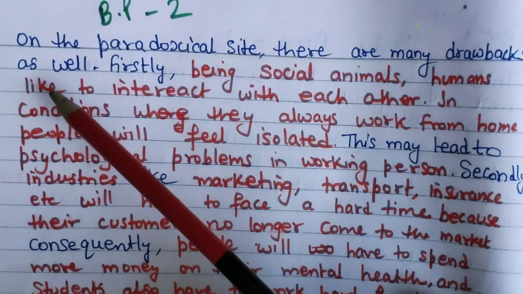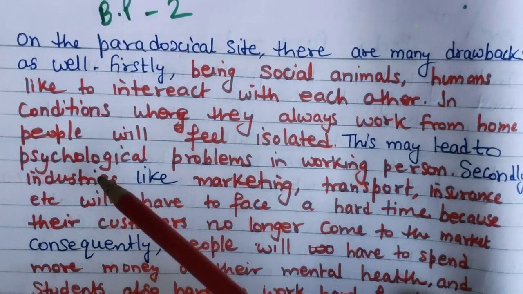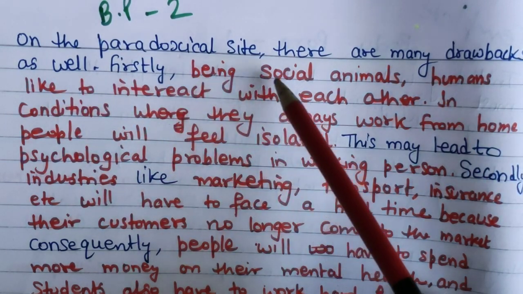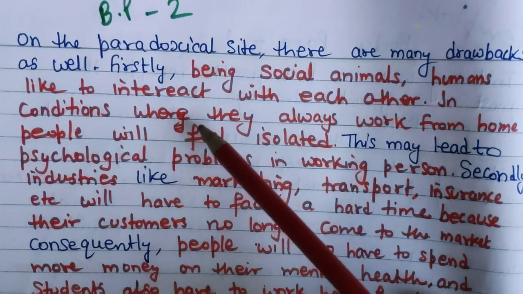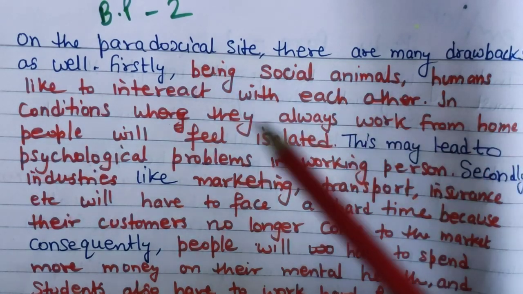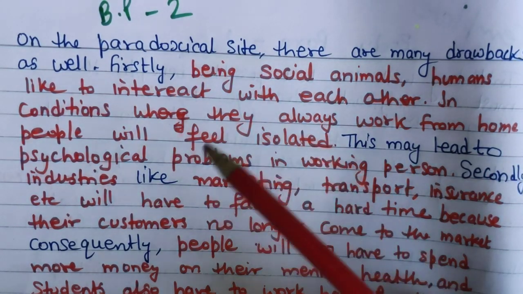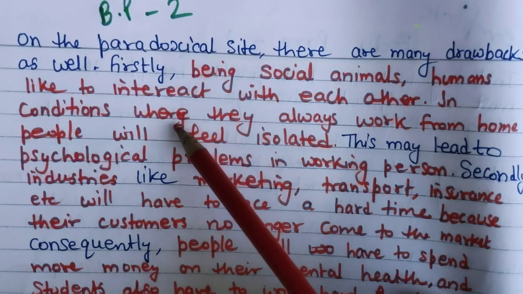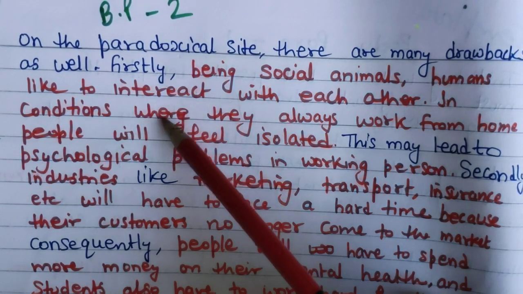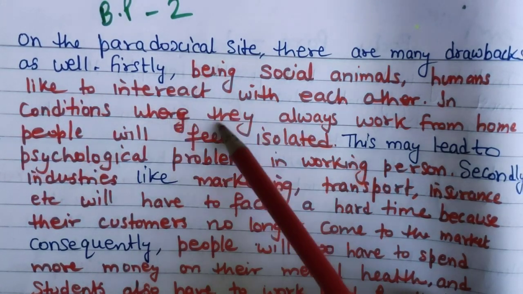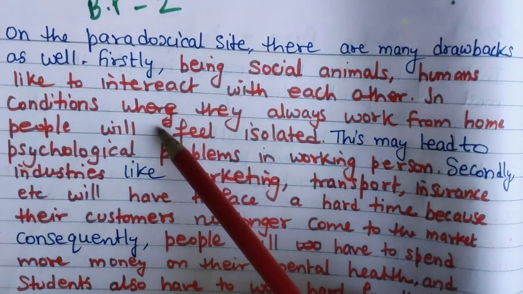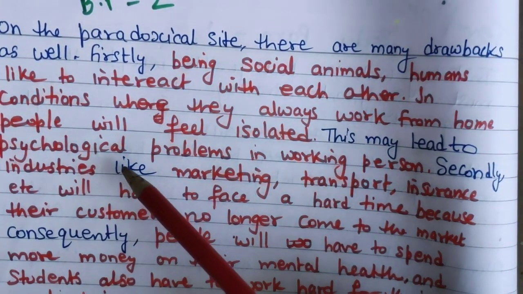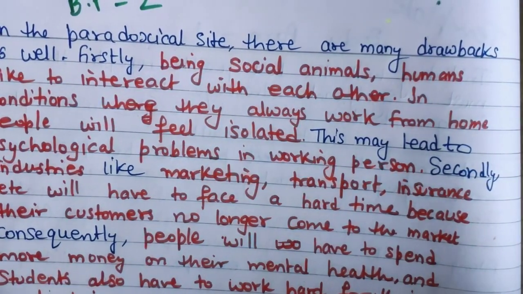You can just read it. On the paradoxical side, there are many drawbacks as well. Firstly, being social animals, humans like to interact with each other. In conditions where they always work from home, people will feel isolated. Okay, so here, like I had done here like this. So this is not allowed in IELTS. They will put your this word like this, means your this word is going to be cut from the number of words. So don't do that, because I was writing with this sketch pen and all, that's why it happened here. Otherwise with pencil it should not be like that only.